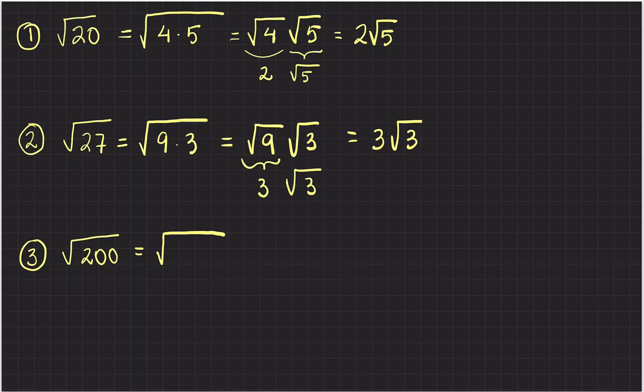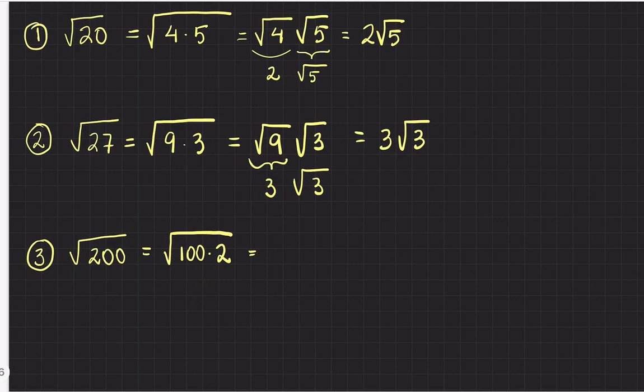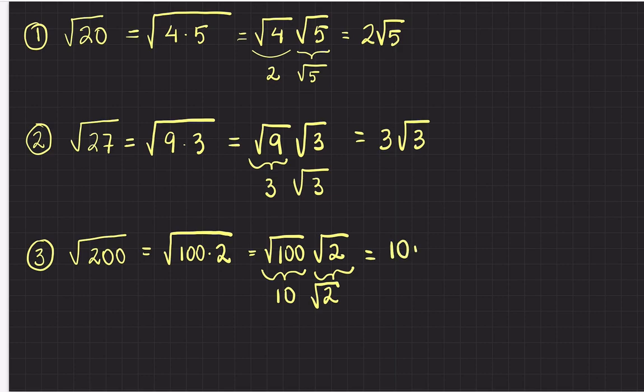For 200, 200 is 100 times 2, right? And 100 is your perfect square number. So single square roots for each: square root of 100, square root of 2. Square root of 100 is 10, and square root of 2 is just square root of 2. So this would be 10 square root of 2.